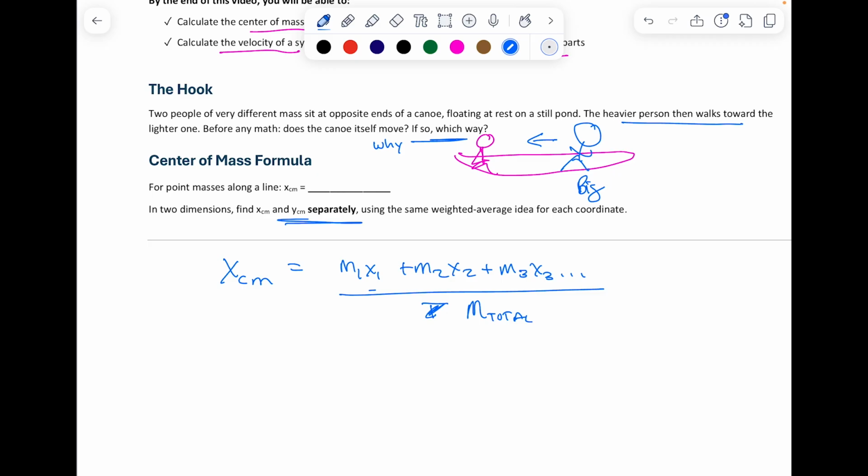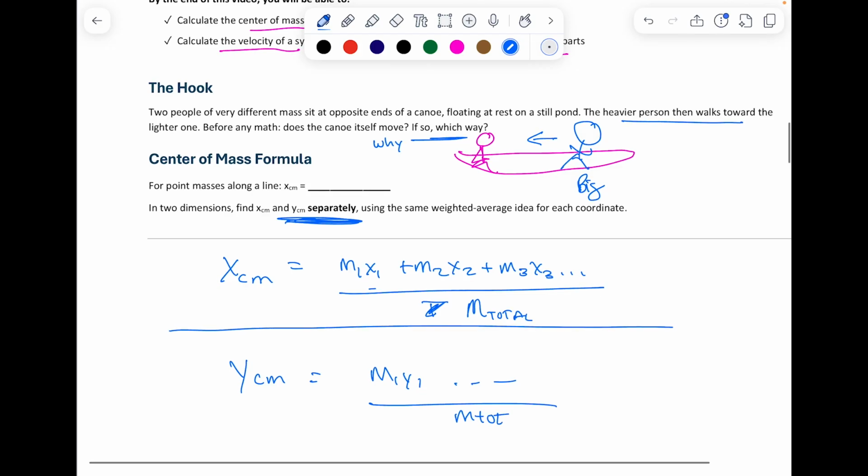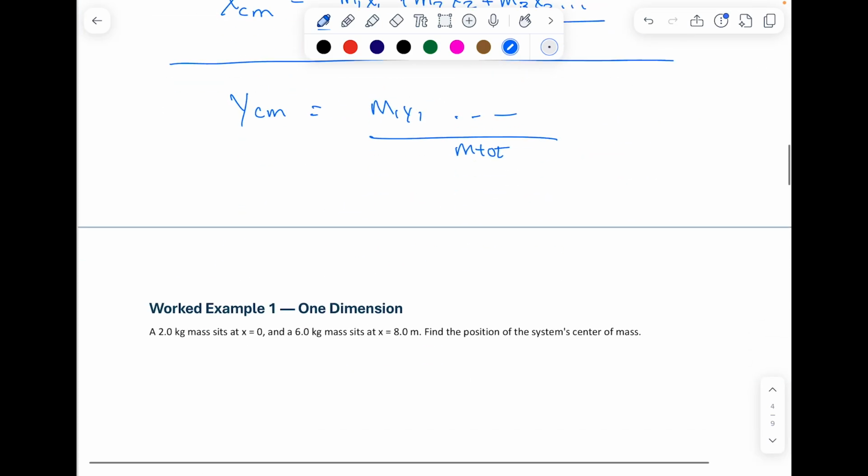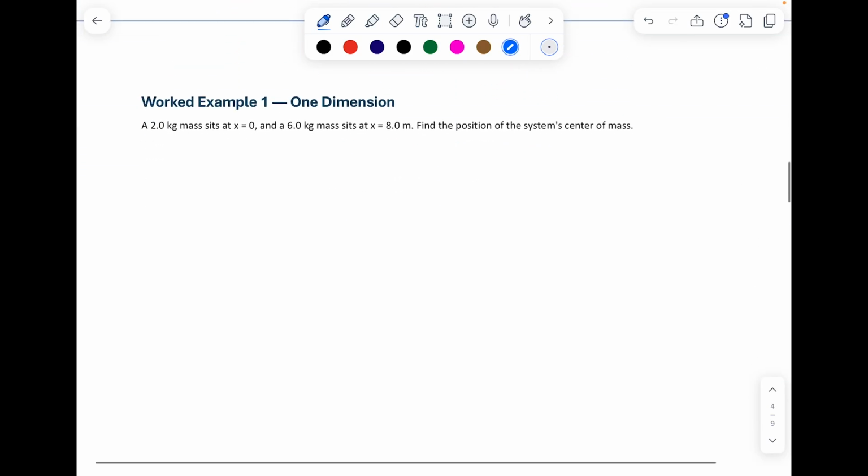You also can do this separately. So if you've got both an X and a Y, you find the center of mass Y. It's the same equation, except it's M1 Y1 ... over M total. Sometimes you've got multiple dimensions. We'll do a problem like that, and then you can find the center of mass and what its point is. That all said, let's do some examples.